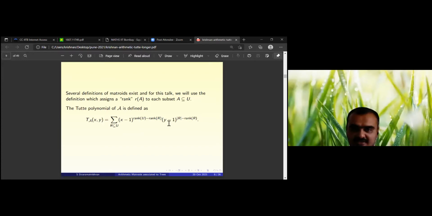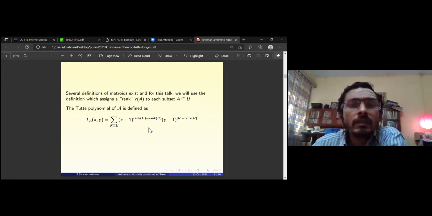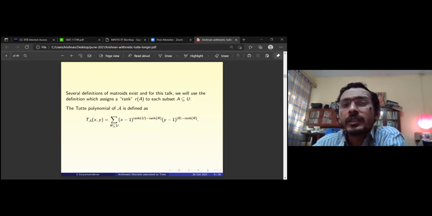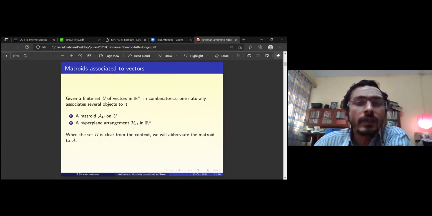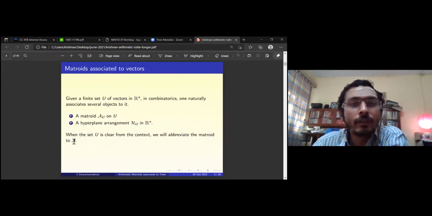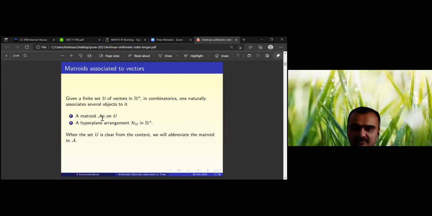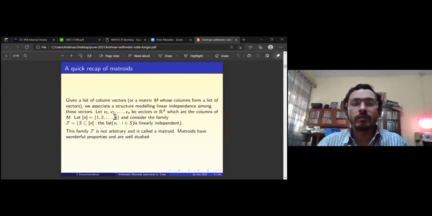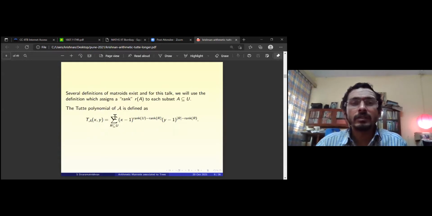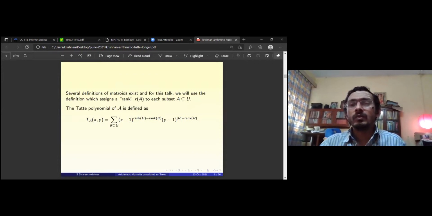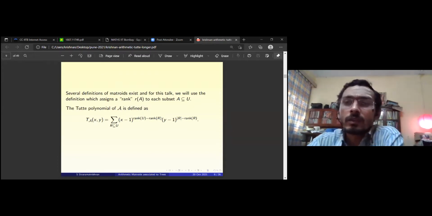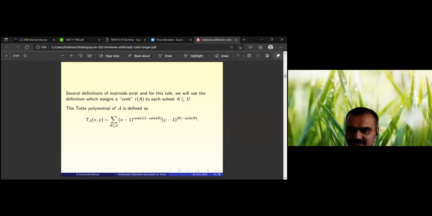What is script A? A is the matroid that's associated with this list U. I should have said somewhere, maybe, that when U is clear from the context, we abbreviate the matroid A_U to A. I could have reminded you, and said this is the polynomial of A, the matroid associated to U. Does U and A both give us a matroid?